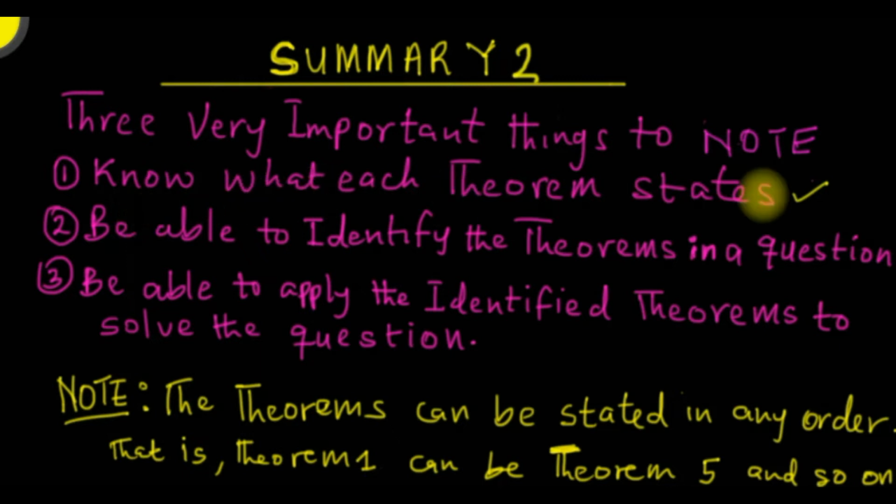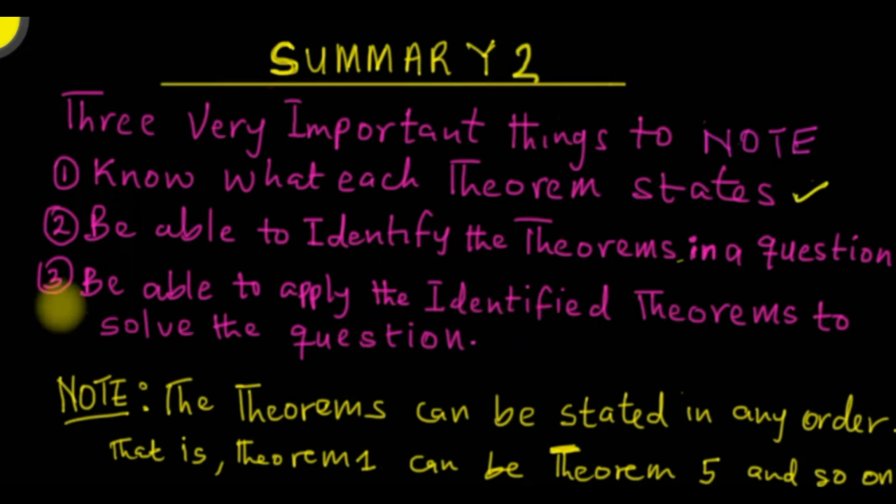So you have to know what each theorem states, and then the second point is that you should be able to identify the theorems in the question. When you are given a circle theorem question, you should be able to identify any theorem or all the theorems that will be present in the question. And then the third point is that you should be able to apply the identified theorems to solve the question. After you have identified the theorem, you should be able to apply it.